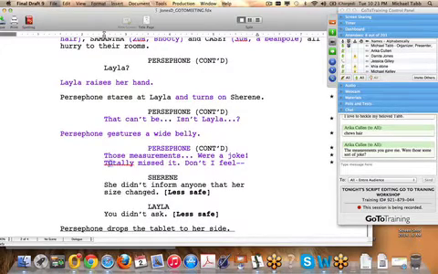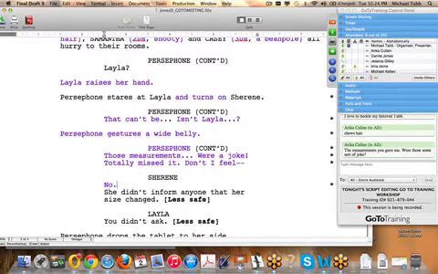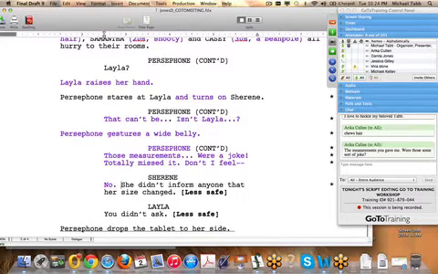And now, feel free to get rid of everything I just wrote. Those measurements were a joke. Totally missed it. I don't know if that works or not. She didn't inform anyone her size changed. I think that we're looking for something else here, something a little bit stronger.